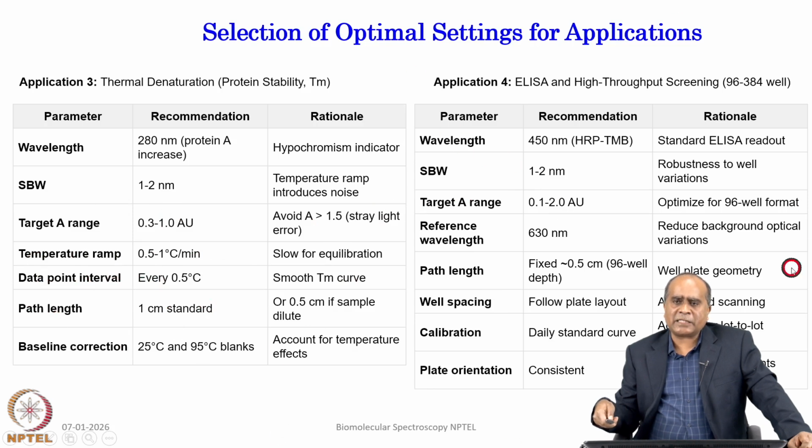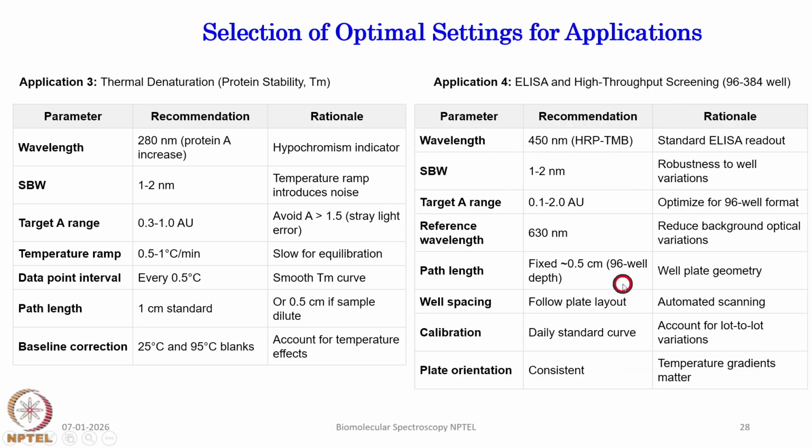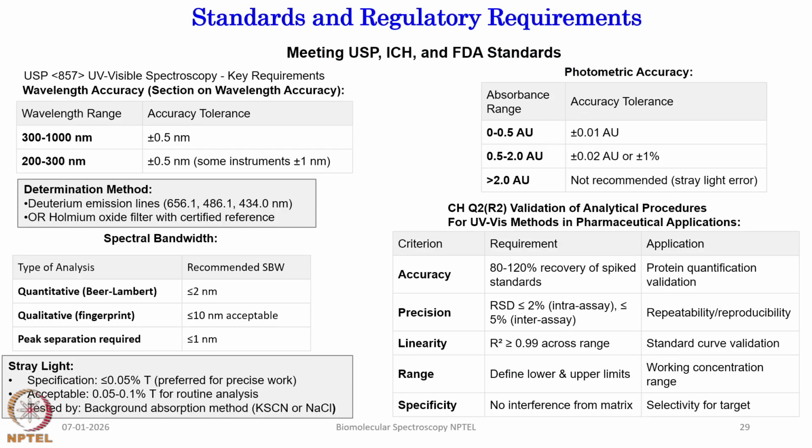When we are doing ELISA or high throughput with 96 well or 384 well plates, we are measuring dyes in the visible range. The ELISA standard readout is 450 nanometer, and the spectral bandwidth should be 2 nanometer. A reference wavelength of 630 should be used, and the path length, because it is a 96 well plate, is 0.05. Well spacing should follow the plate layout automatically, calibration has to be done, and you have to put the plate in the proper orientation.